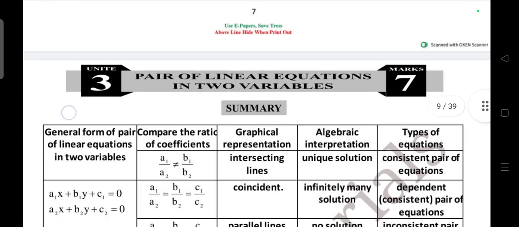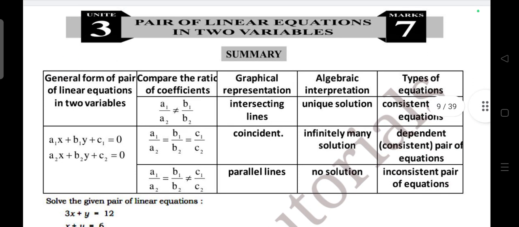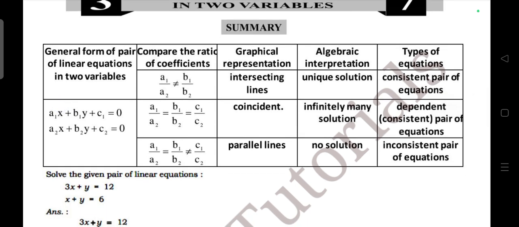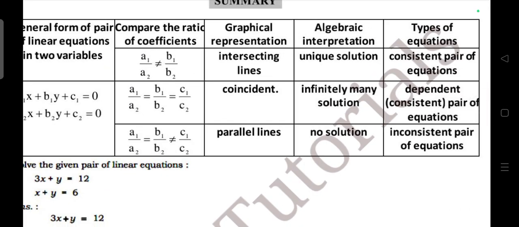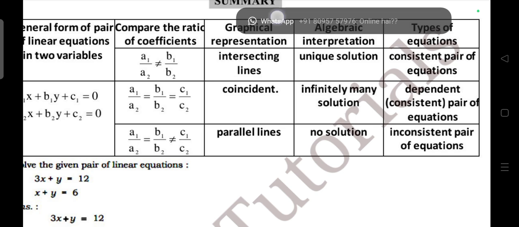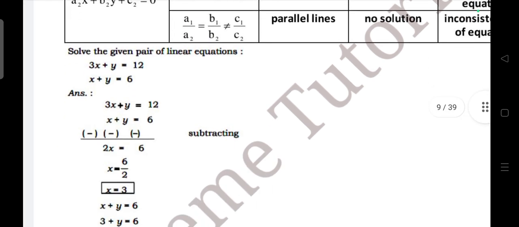Next, come to the next lesson, pair of linear equations in two variables. Here, if a1 by a2 is not equal to b1 by b2, then they are intersecting lines. If all three ratios are equal, it means coincident lines. If two are equal and one is not equal, then it is parallel lines.